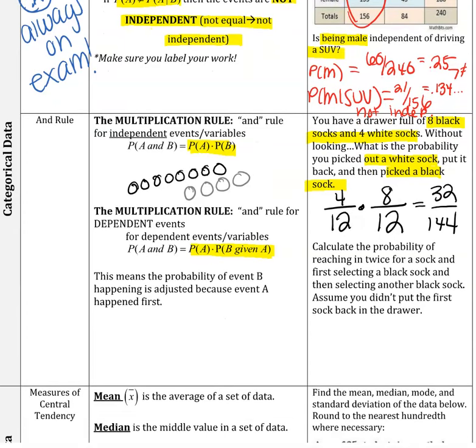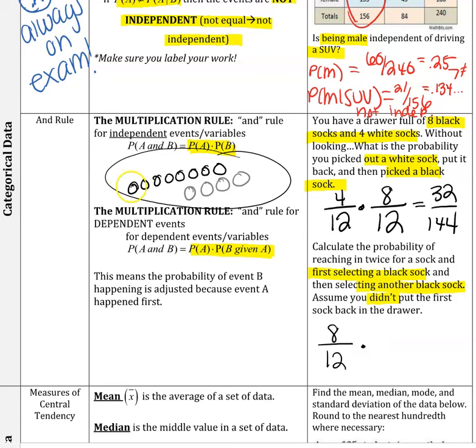All right, let's try number 2. Calculate the probability of reaching in twice for a sock and first selecting a black sock and then selecting another black sock. Assume you didn't put the first sock back in the drawer. So if I look at my sock drawer, you have 12 socks. The first black sock you pick, you had 8 of them to pick from. Now, you didn't put the sock back.